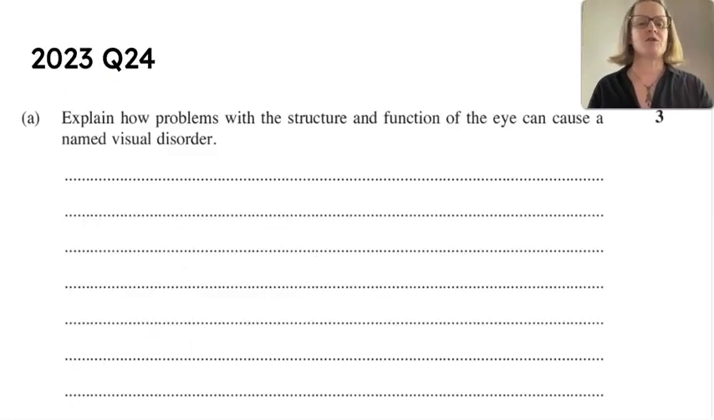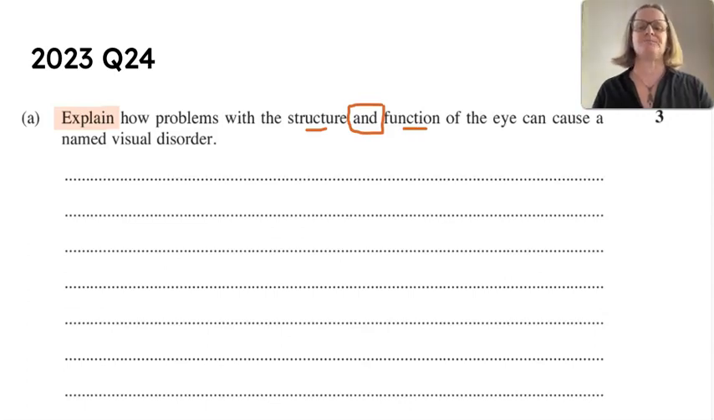So let's have a look at the 2023 paper question 24. And this is an interesting question because it's an explain, which is a cause linked to effect. So we want words like because and causes or therefore in the answer. And it's quite interesting because it's got an and in it. So we want to be talking about problems with the structure and the function of the eye.